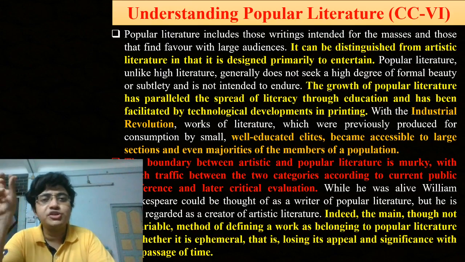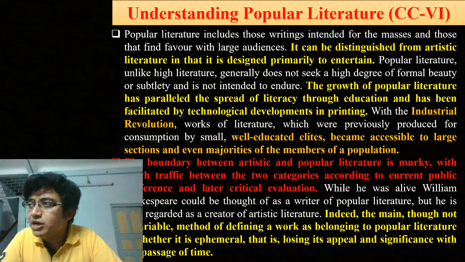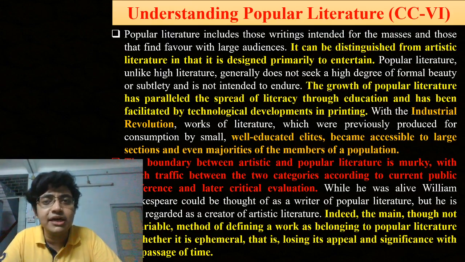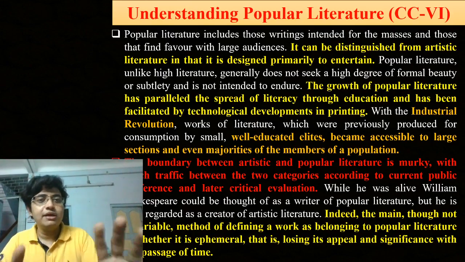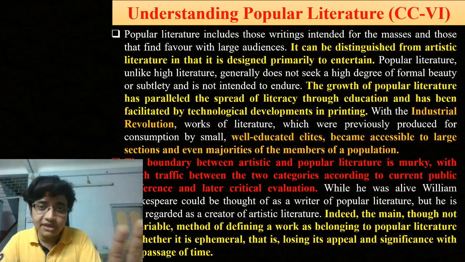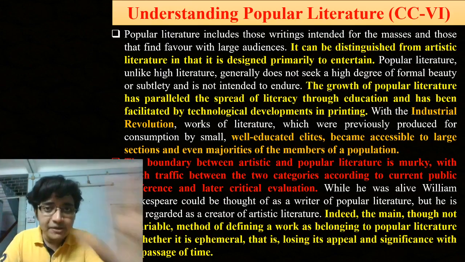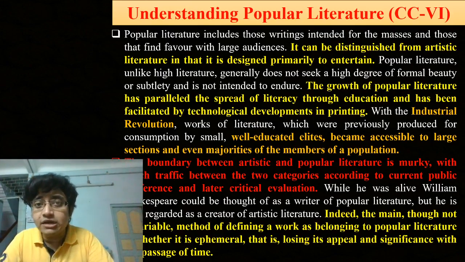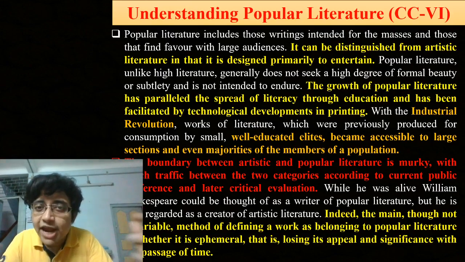Basically, popular literature includes those writings intended for the masses and those that find favor with large audiences. So popular means something that is very popular with the masses, not with the classes. There is always a distinction between masses, that is many people, and classes, consisting of few people. Our civilization, our literature always creates this difference, so that a particular cinema can be called an art cinema because it is dedicated to fewer people. It is for some sophisticated, quote unquote, trained audiences.